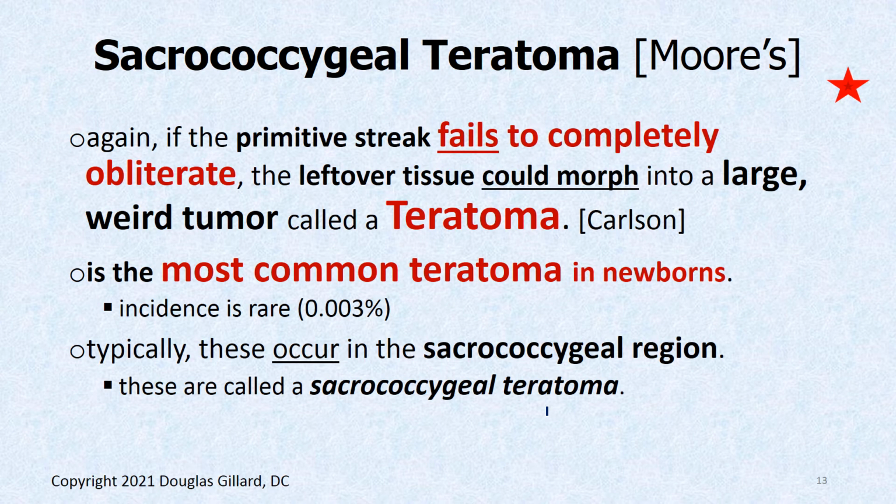If the notochord, or if the primitive streak does not completely degenerate, it can be trouble. And specifically, the tissue that doesn't degenerate can start dividing almost like a cancer, and it becomes tumorous, and sometimes hugely tumorous. And that type of tumor is called a teratoma. Specifically, it usually occurs in the sacrum. It's called a sacrococcygeal teratoma. It's rare. It's rarer than Marfan syndrome, 0.003% incidence of these things.